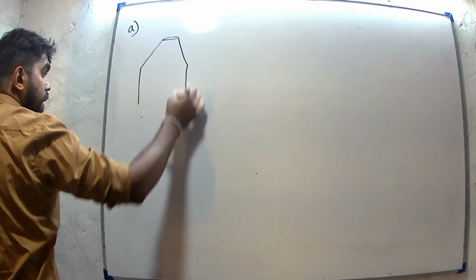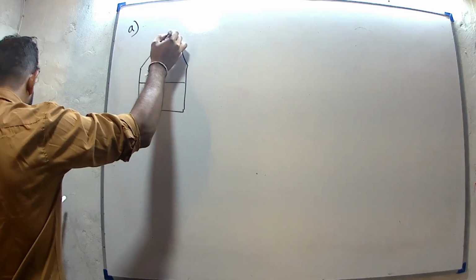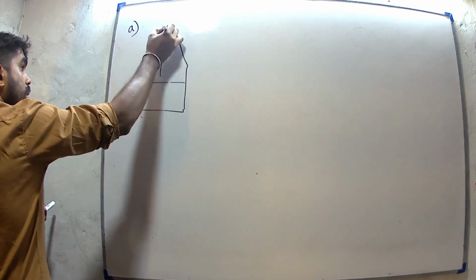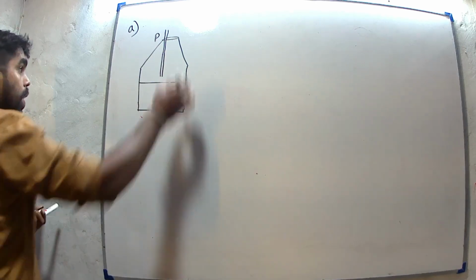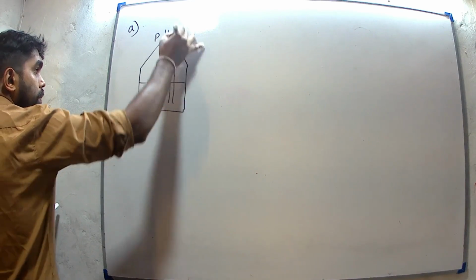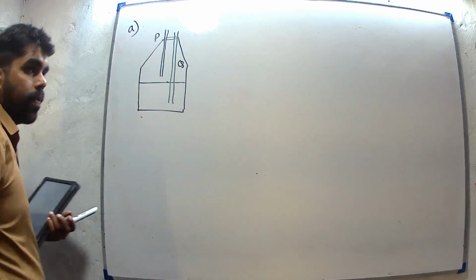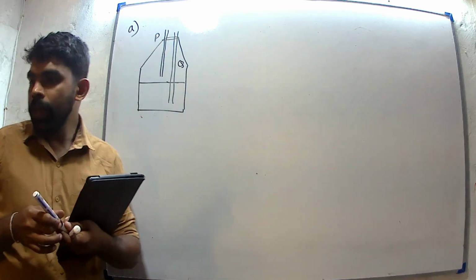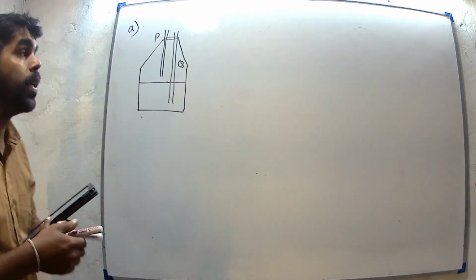This is the steam generator. Tube P is this one. It is not immersed in water. Tube Q is this one. It is immersed in water. We are using the P tube to supply steam. We have to get steam through the tube P.